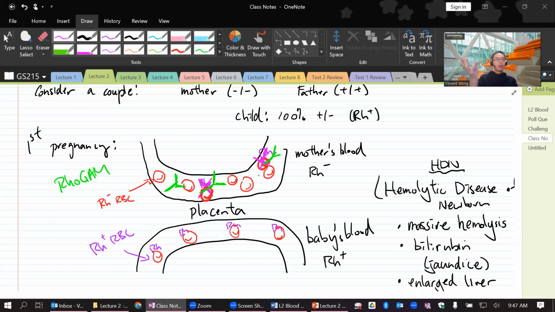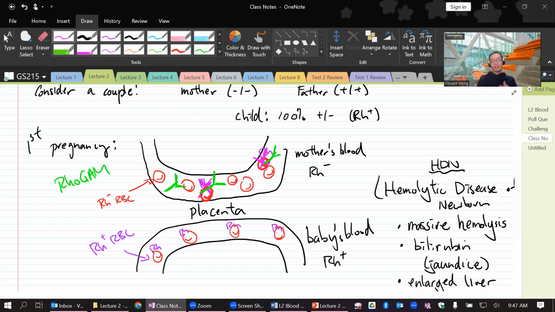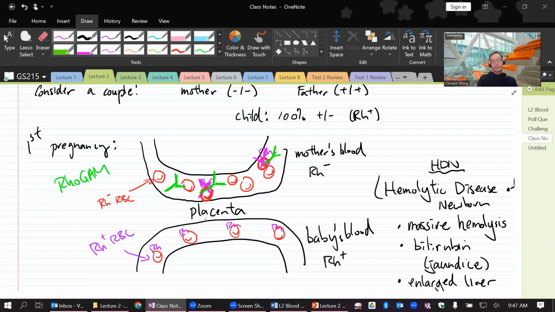Now, usually people would ask this: why wouldn't the RhoGAM cross the placenta and attack the baby's blood? Isn't that what the problem was, these anti-Rh antibodies crossing the placenta and causing hemolytic disease of the newborn? That's a valid question. Think about what I just said. Wouldn't these antibodies cross the placenta? So the answer is of course not. Otherwise it wouldn't be a medication. This is artificial antibodies.